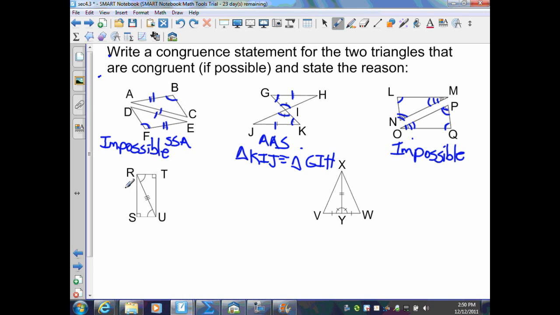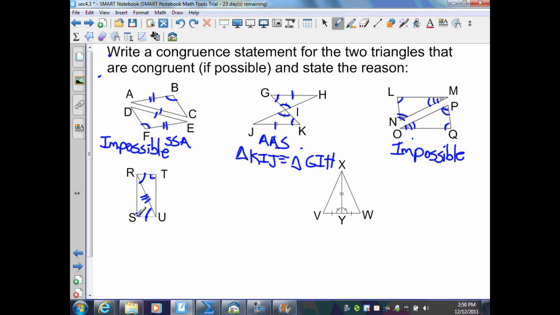Our next example, I'm given two triangles inside of this quadrilateral. I'm given RSU, and I'm also given UTR. I know that the right angles are congruent, represented by the box. I know angle TRU is congruent to angle SUR by the single arc, and segment RU is represented in both triangles. Therefore, by the reflexive property, that segment is congruent to itself.